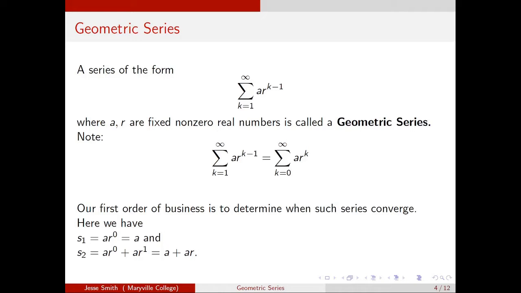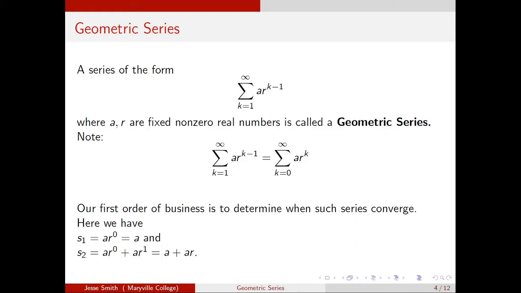In order to do that, we look at the partial sums and see if we can't figure out what the partial sums are doing. So S sub 1, I'll simply take the first term in the series and not add anything to it. That would be a r to the 0, or just a. S sub 2 will be the first two terms in the series added together. So it's just a r to the 0 plus a r to the 1, which simplifies to a plus a r.